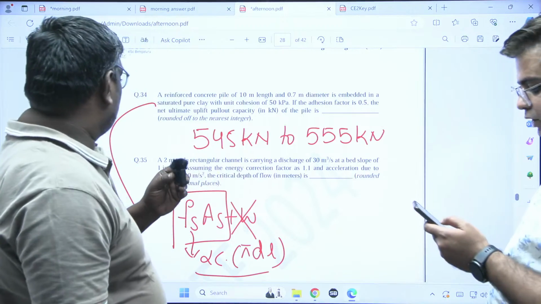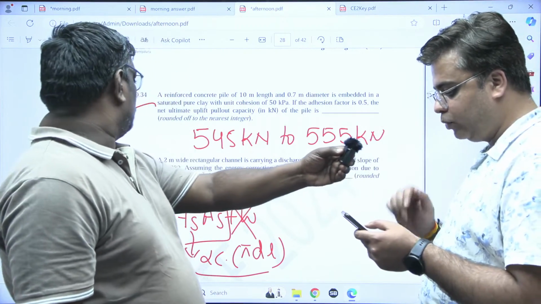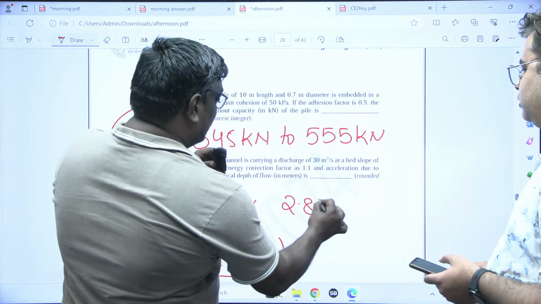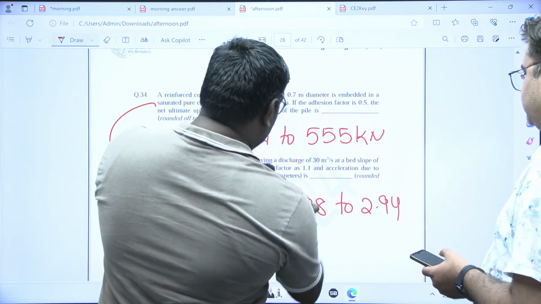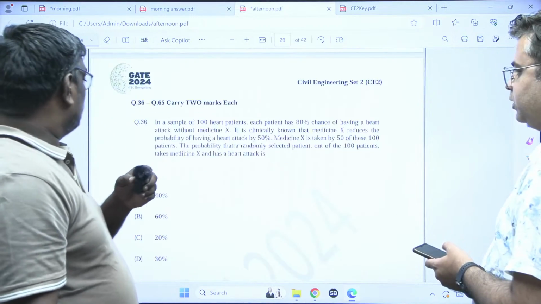Next, you have question number 35. Yeah, for 35, it is 2.88 to 2.94. This one is the critical depth of flow. See, 35, 2.88 to 2.94. Depth in meters, right, sir? Yeah. Next, you have question number 36.